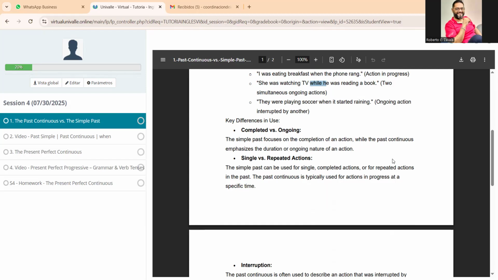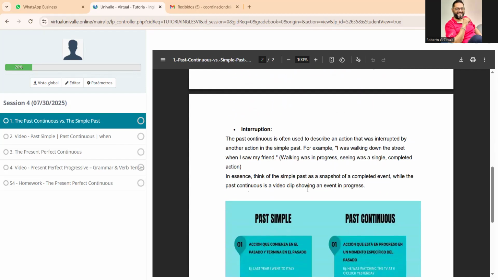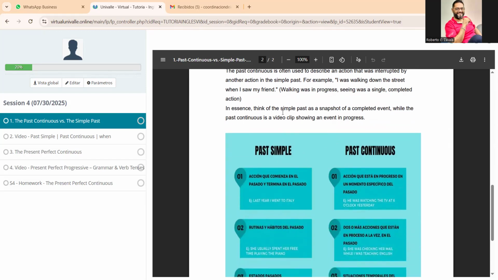Now, the interruption. The past continuous is often used to describe an action that was interrupted by another action in the simple past. For example, I was walking down the street when I saw my friend. Walking was in progress. Seeing was a single completed action. In essence, think of the simple past as a snapshot of a completed event, while the past continuous is a video clip showing an event in progress.